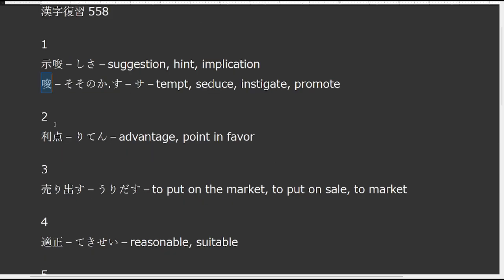I'm going to write each word down. New kanji are going to be written down 10 times. I'm going to say them out loud while I write them down.